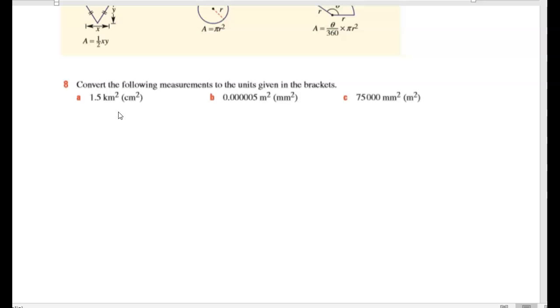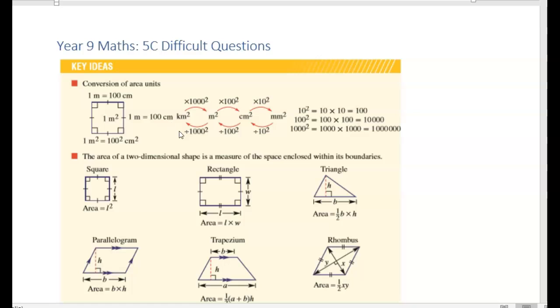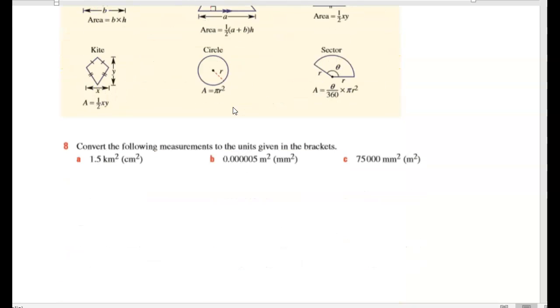So you look at, first of all, what you're converting from and what you need to convert to. Here we're going from kilometers squared to centimeters squared. So we go back to our little diagram. We've got to go from kilometers squared to meters squared and then centimeters squared. So we're multiplying by 1,000 squared and then multiplying by 100 squared. As you can imagine, it's going to be a very, very big number. But when you think about it, 1.5 kilometers in centimeters is quite big.